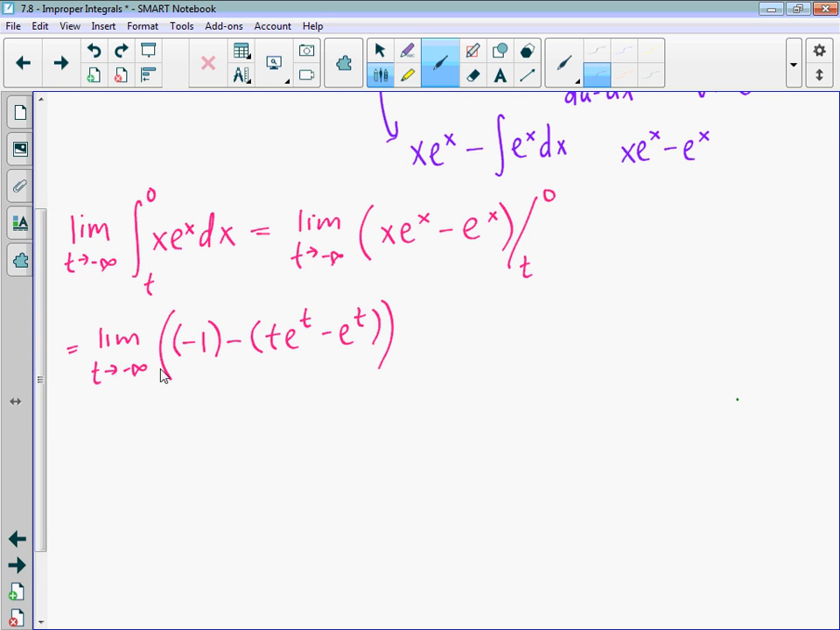Okay, so now we have to take the limit of all of these pieces here, and this piece is probably the hardest, so I'm going to do those other pieces. Obviously, this is just negative 1. This turns into plus e to the t. What happens to my e to the t as t goes to negative infinity?